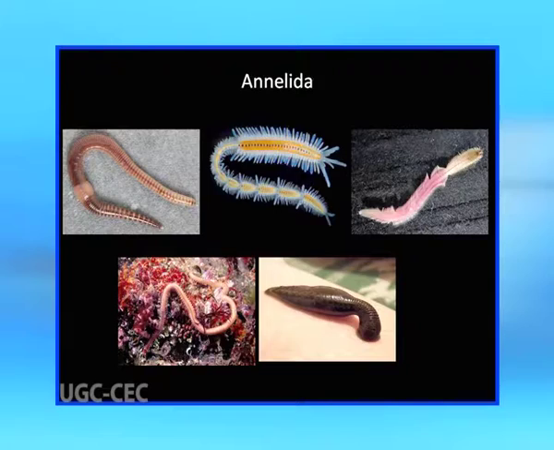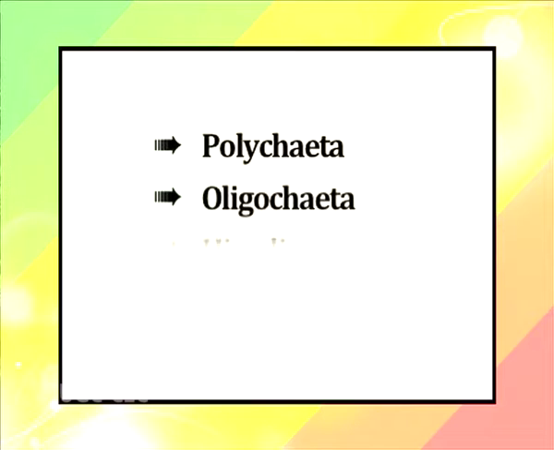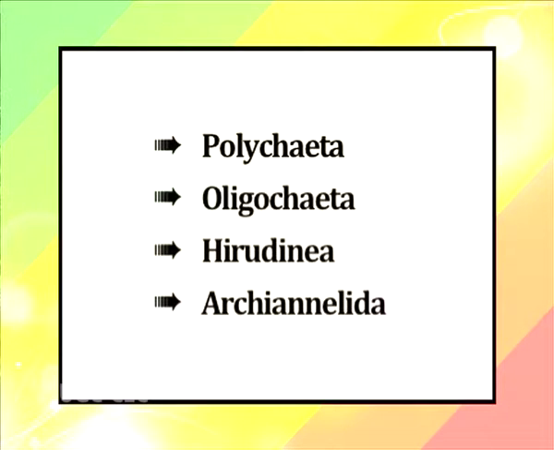They are mostly aquatic, marine or freshwater, burrowing or living in a tube. Some are terrestrial free-living. Body is elongated, bilaterally symmetrical and triploblastic. The body is also metamerically segmented. Classes are Polychaeta, Oligochaeta, Hydrodinia and Archaeannelida.